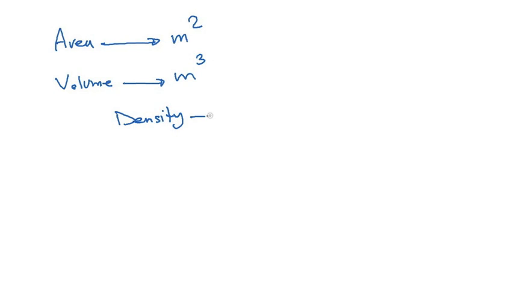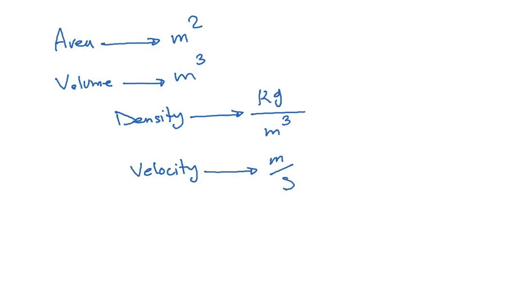Some other derived units in SI system are unit of area, which is square meter, unit of volume, which is cubic meter, unit of density, which is kilogram per cubic meter, unit of velocity, which is meter per second, and unit of acceleration, which is meter per second squared.